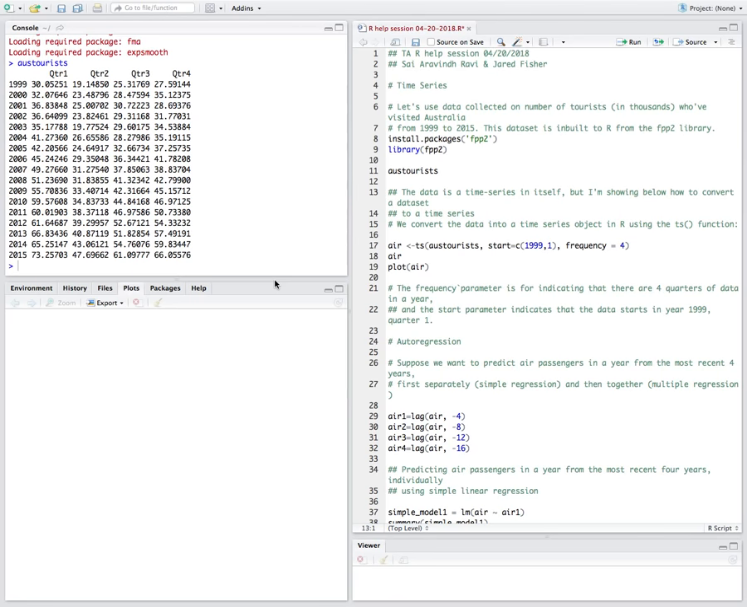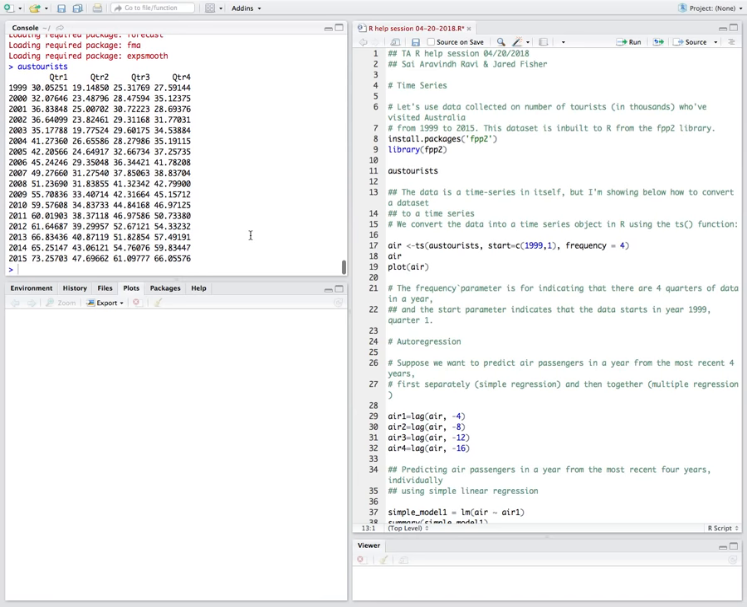I see that you guys have an issue with loading the data set, but we'll just go on for now. I'll find a fix for it and I'll post it online as to how to install the package. Yeah, so this is the austourists dataset. You can see from the dataset that it is the number of tourists in thousands who are arriving to Australia between the years 1999 to 2015, and there seem to be 4 quarters every year. So it's quarterly data. It's a time series by itself.